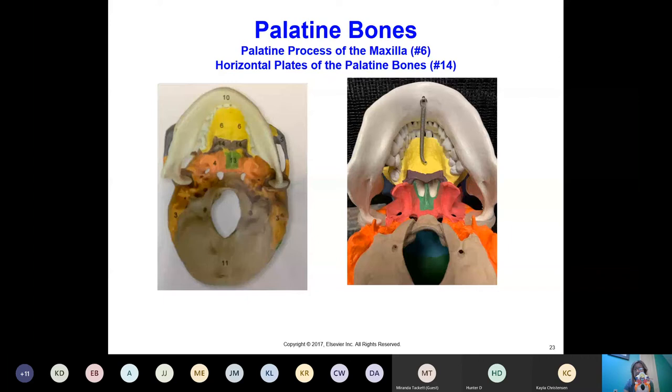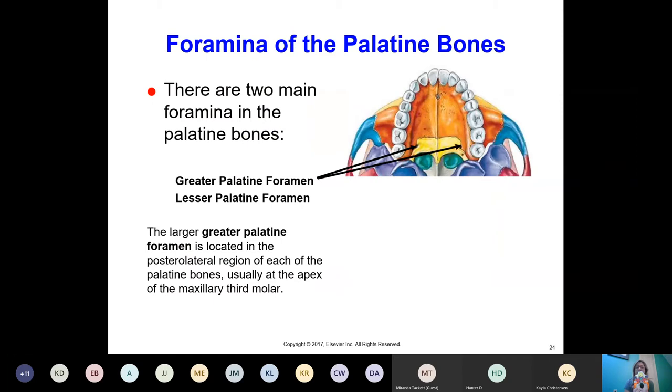So what foramina are on the palatine bones that we need to know? There are two that we need to know. The greater palatine foramen and the lesser palatine foramen. And I think some of you got to see these on the skulls. I don't think all of you did because I only had two groups that day.